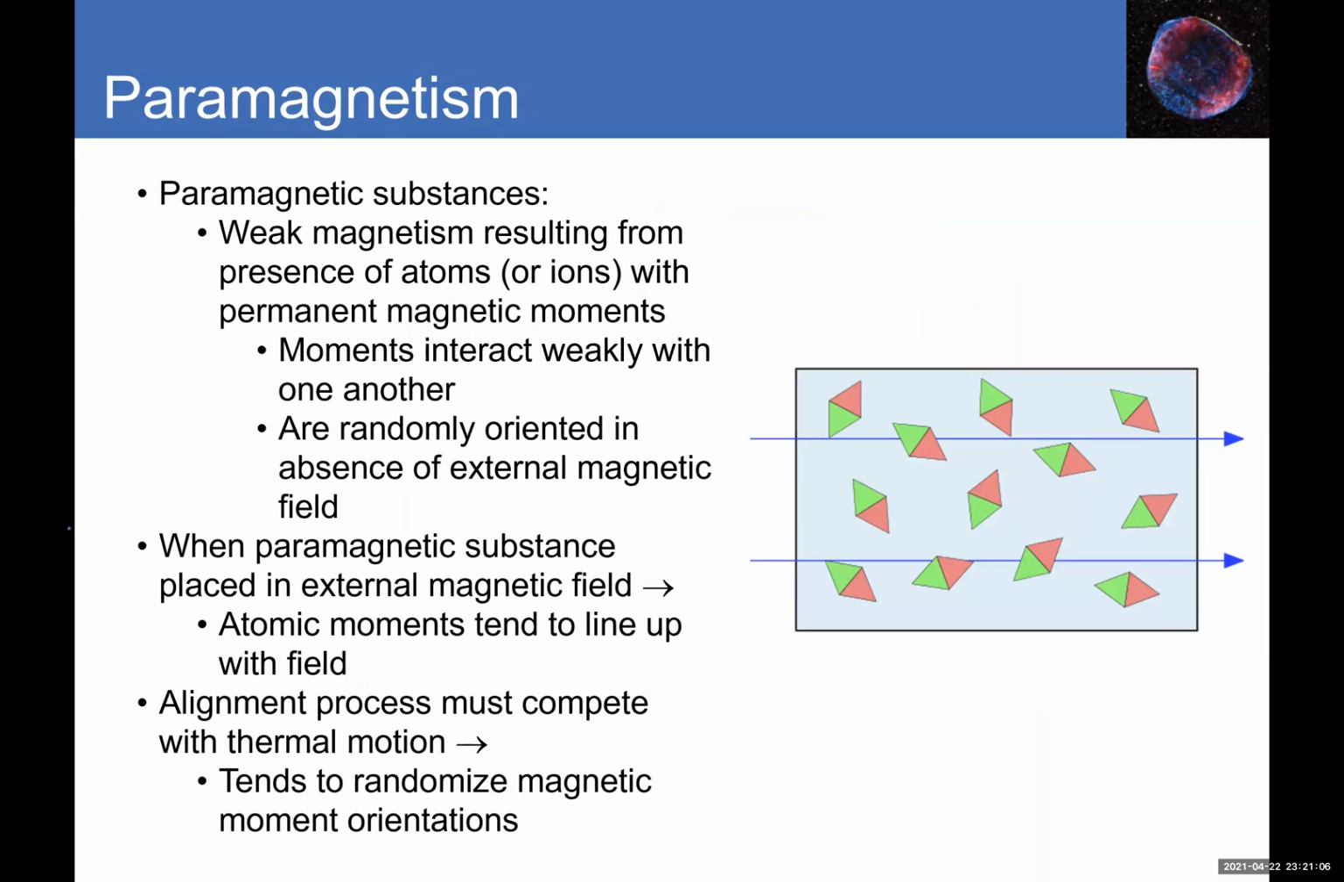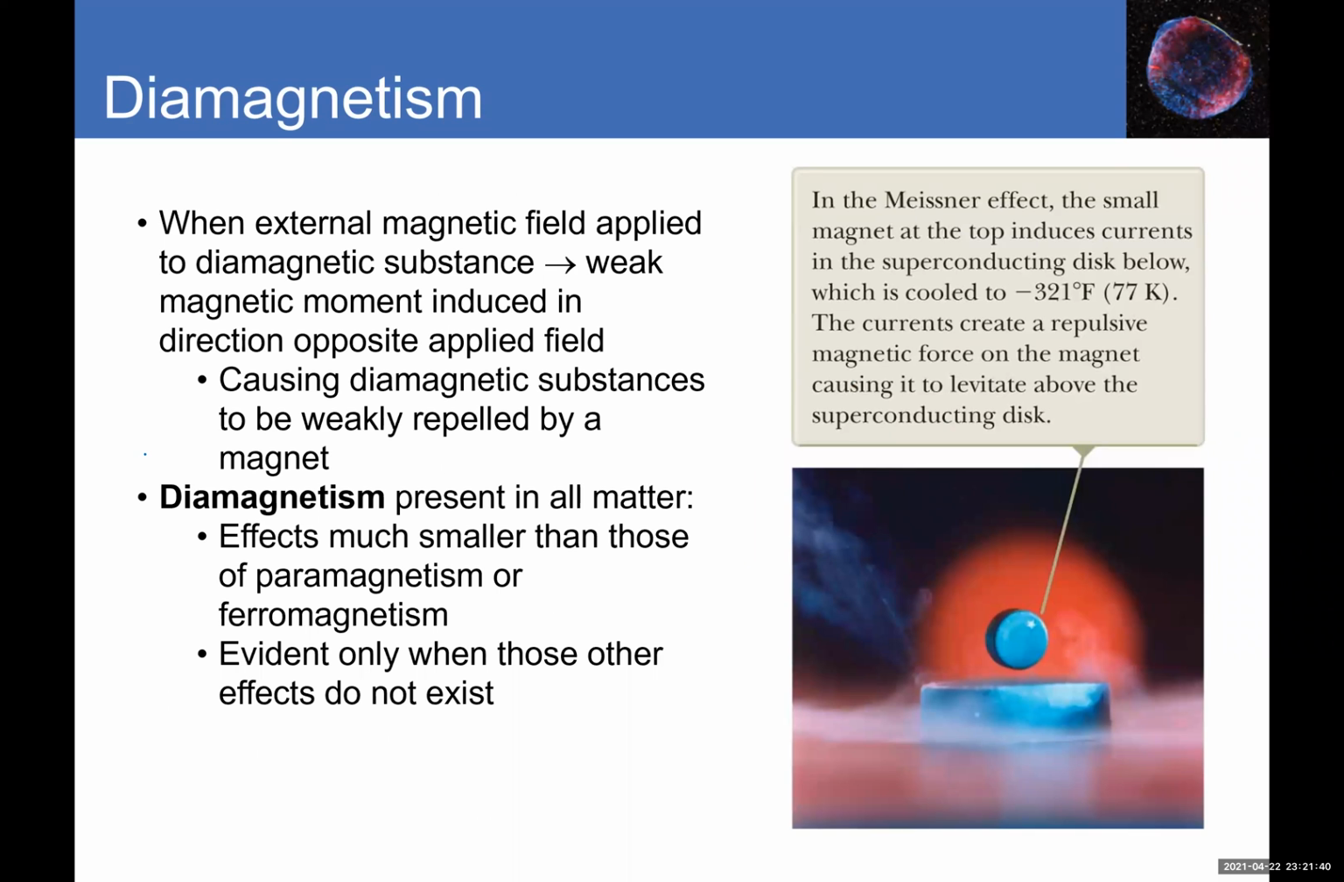So this is paramagnetic, and what we have here is just a weak magnetism resulting from the presence of atoms or ions with permanent magnetic moments. That means those magnetic moments are permanent, but they're not entirely aligned. So there's a weaker magnetism effect from those. Okay. All right. So we have paramagnetism. Okay. So beyond this, you can also have diamagnetism.